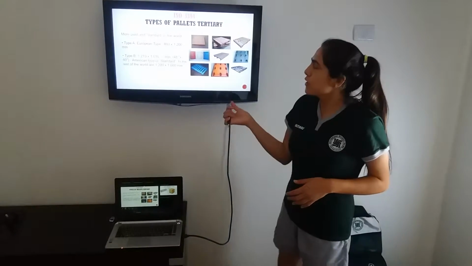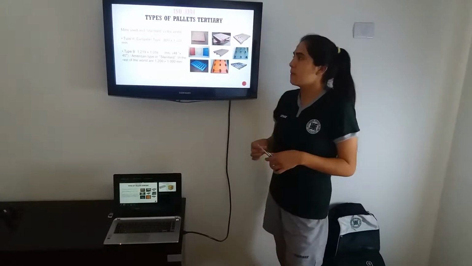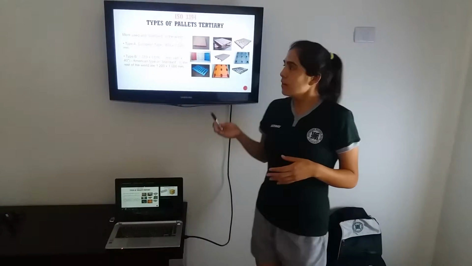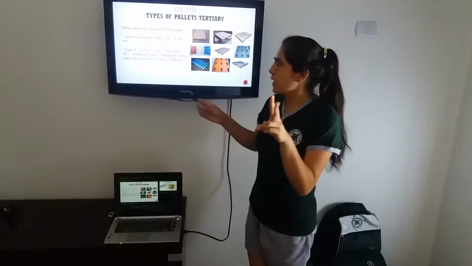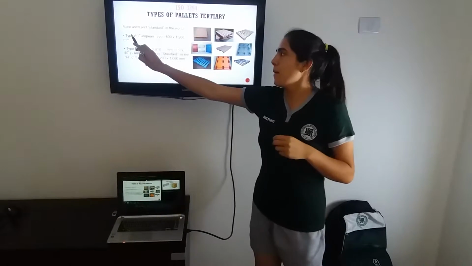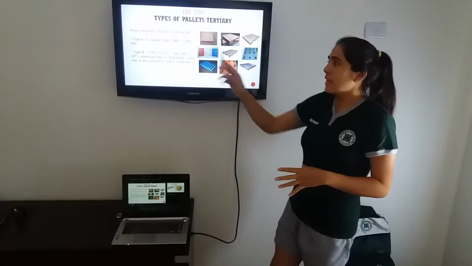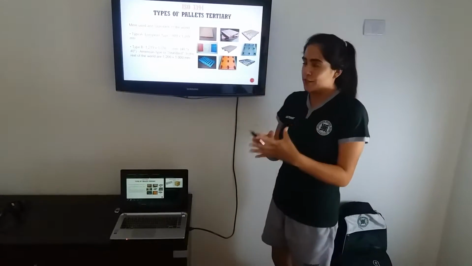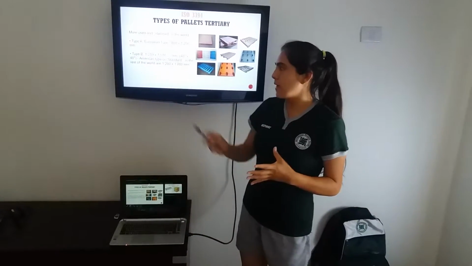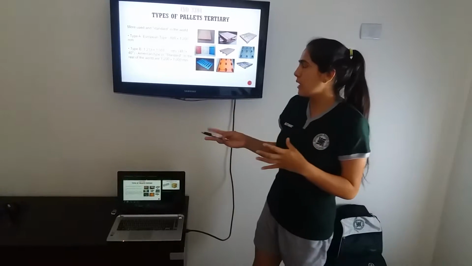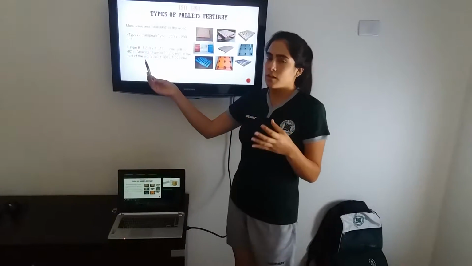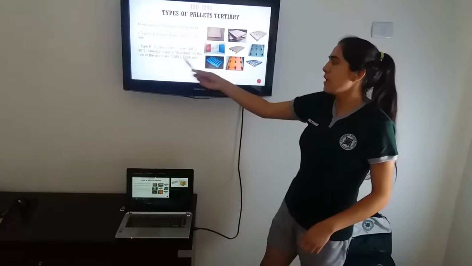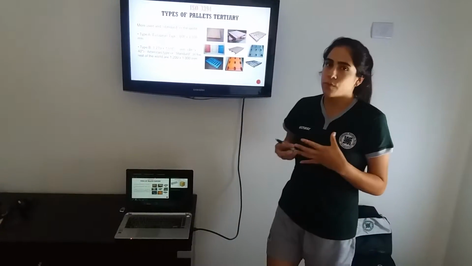The next ISO is 2394. It's about the types of pallets, tertiary packaging. The most used standards in the world are two types, type A and type B. Type A is the European type. The size is 800 by 1200 millimeters. And type B, the American type or standard, the size is 1219 by 1016 millimeters. This is the type or standard in the rest of the world.